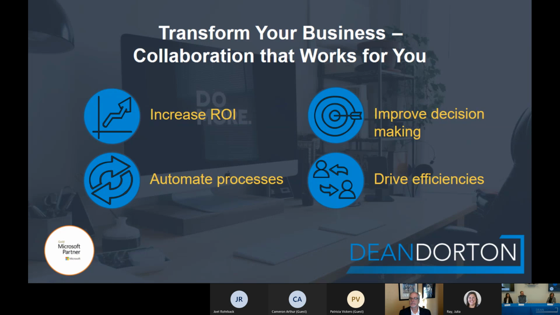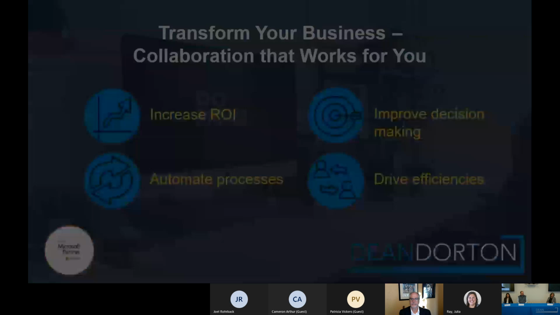So we've talked just a little bit about some of what our team does, and just a reminder that we're here as Dean Dorton as a business process consulting and a transformation company. So we're here to help you in ways that help you transform your business and help you move forward.